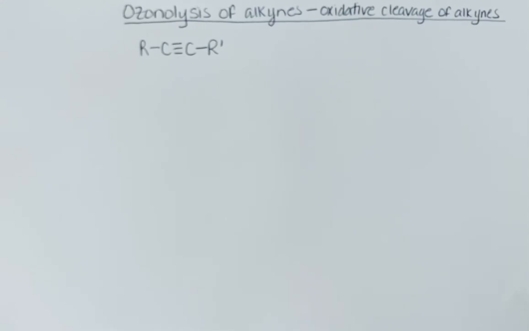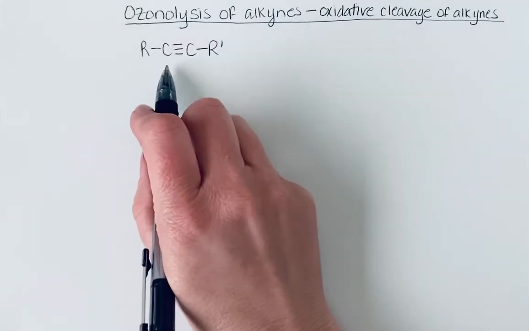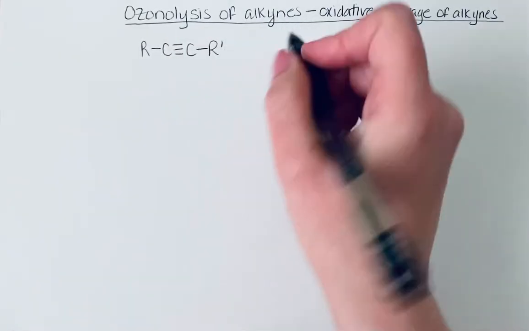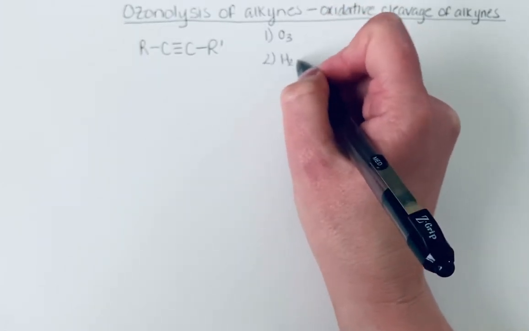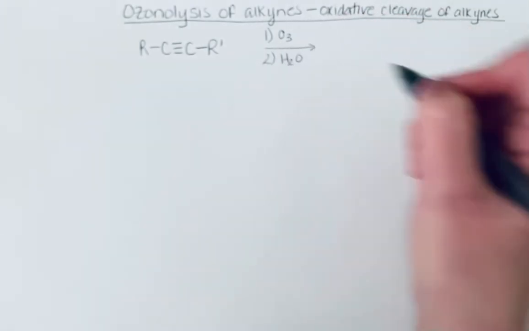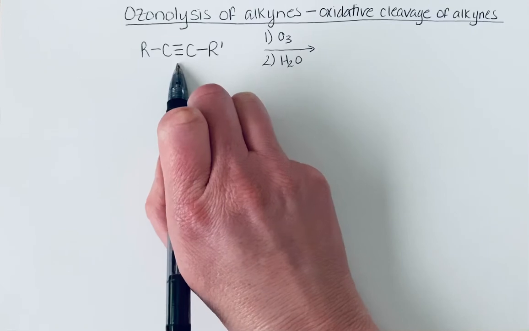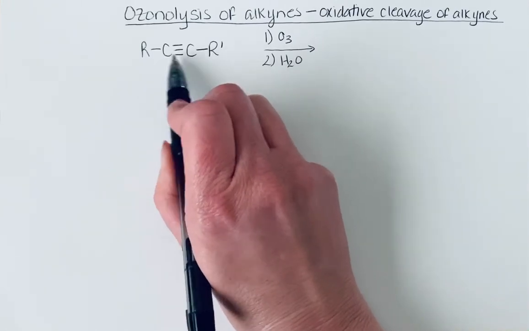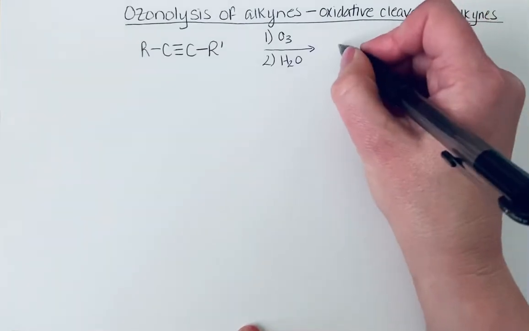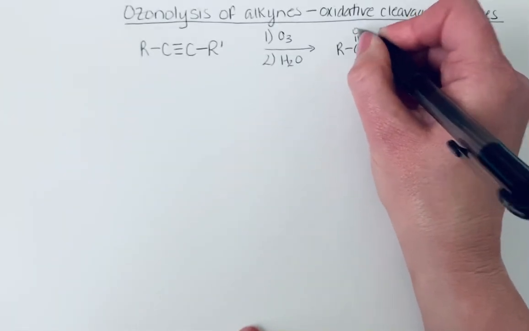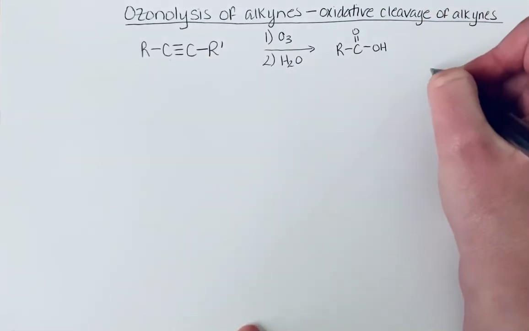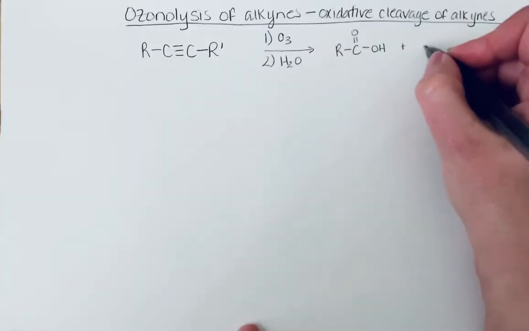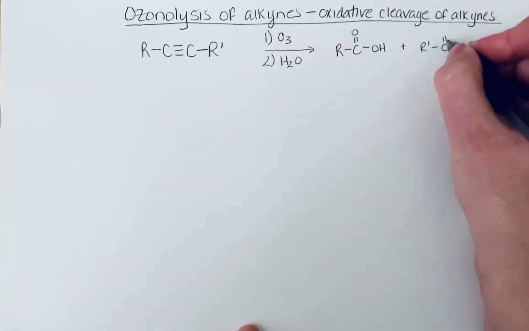Ozonolysis of alkynes, otherwise known as the oxidative cleavage of alkynes. So if we take an alkyne, a molecule with a carbon-carbon triple bond, and we treat it with ozone, O3, followed by an aqueous workup, so adding water, what we will see is this will cleave the triple bond while oxidizing both of those carbon atoms to carboxylic acids. So here is the R group, and then the carbon it's attached to will become a carboxylic acid, and we will see the same thing on the other side of the alkyne.